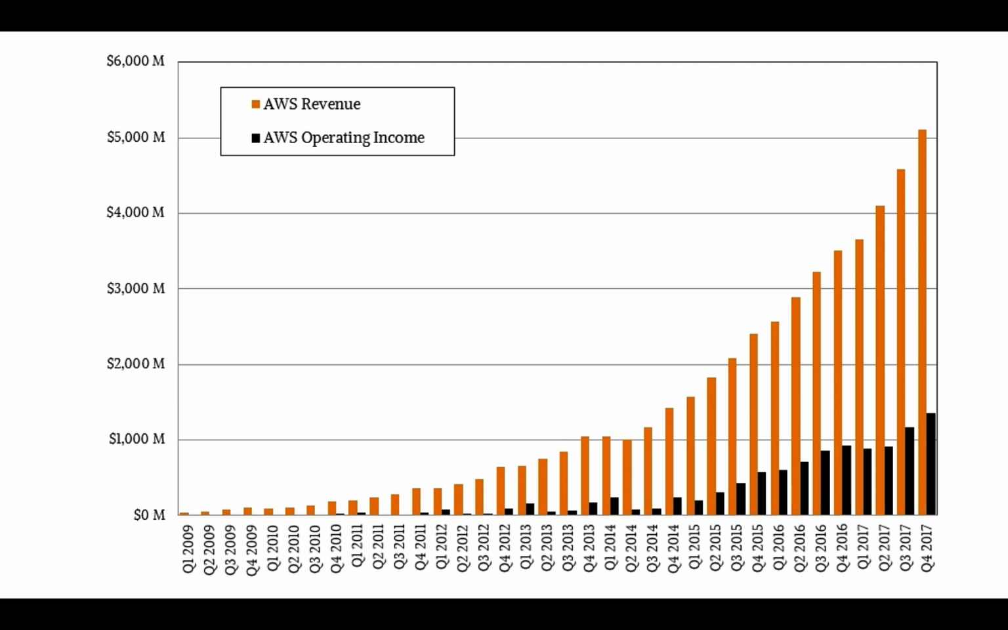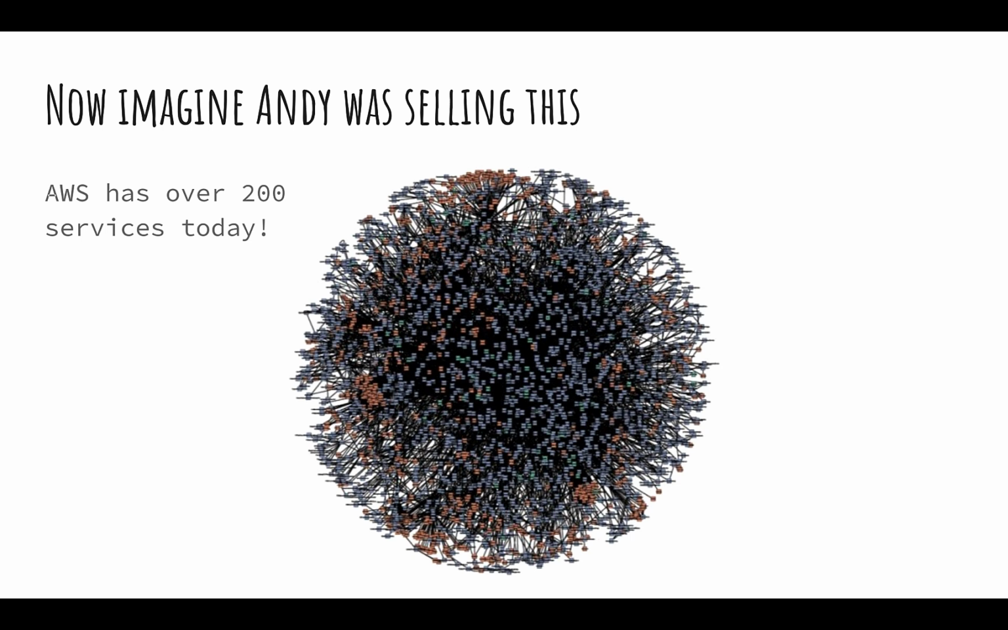Now, let's imagine for a moment that instead of Andy Jassy selling 3 services, he was selling over 200. This is known in the industry as the AWS Death Star, a visualization of all of the various services in AWS and how they connect together. If you were selling this to customers back in 2006, they would have told you to get lost because no one would have been able to wrap their brain around what you were talking about.